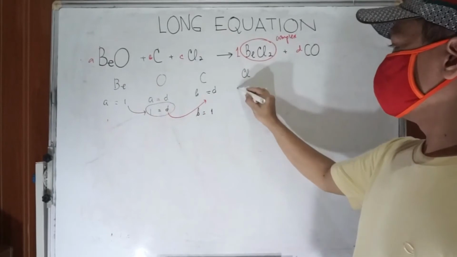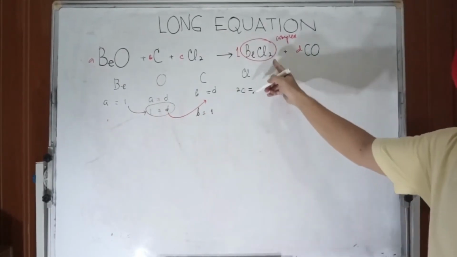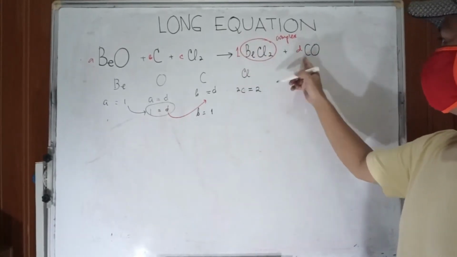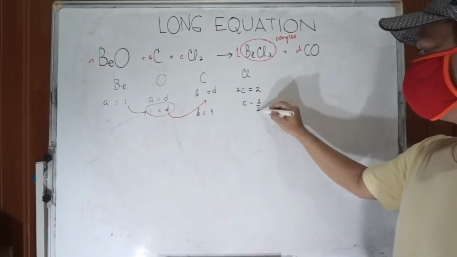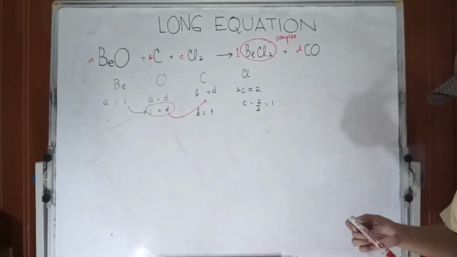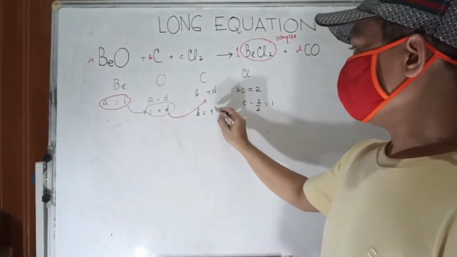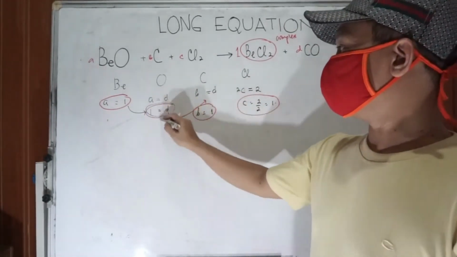C times 2, 2C, yields equal to 2. 1 times 2, 2, yields 2. So you get C is 2 over 2, equal to 1. Right? Now we want to check it. We got A, we got B, we got C, and we got D.